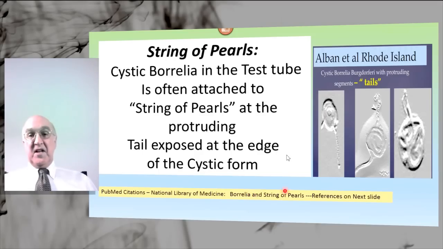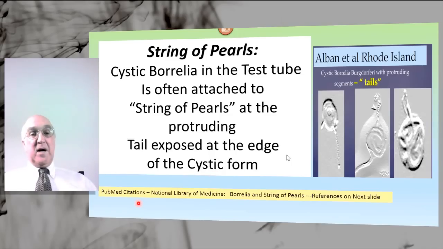The string of pearls comes as an add-on to the tail structure, which comes out of some of the cystic forms of Borrelia. And here you see one string of pearls. Here you see a tail structure. And at the other end, you see a string of pearls, and it's coming out of the cystic structure of Borrelia. Here again, a cystic Borrelia with a coiled up spirochete, a snake-like thing coiled up inside the cyst, and the string of pearls coming out at the end of the cyst. It's often attached then to cystic Borrelia. It's associated with the tail. The tail is exposed at the edge of the cystic form.